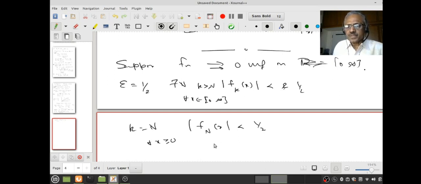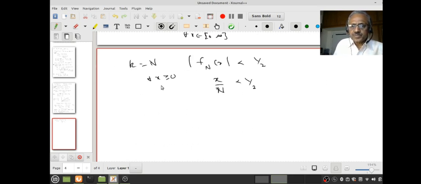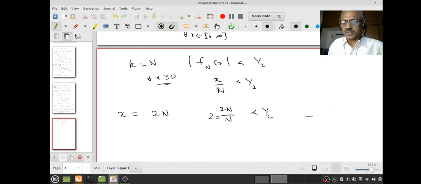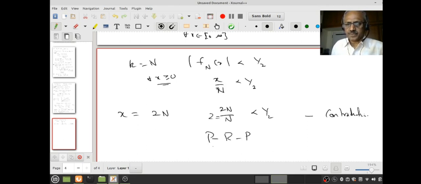But what is f_n of x? That is x by n, and x is positive, therefore x by n must be less than half, right? So this must be true for all x, therefore let me take x equal to 2n. I can even take x equal to n itself. Then what do I get? 2n by n should be less than half. That is, 2 must be less than half. That's a contradiction. Do you understand the proof? Pause, review, proceed.